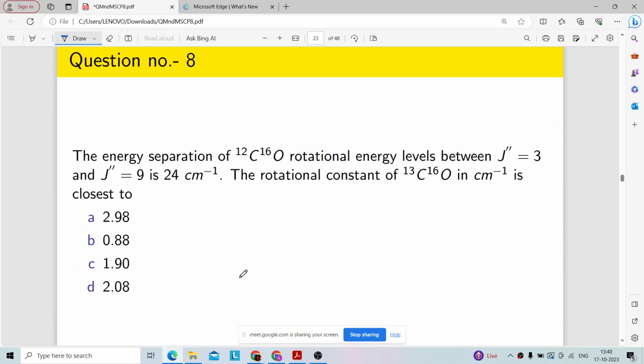Okay, then moving on to the next question. The energy separation for this carbon monoxide molecule for rotational energy between J prime equal to 3 and J double prime equal to 9 is 24 centimeter inverse. The rotational constant for this molecule will be what? So, any idea how to proceed?